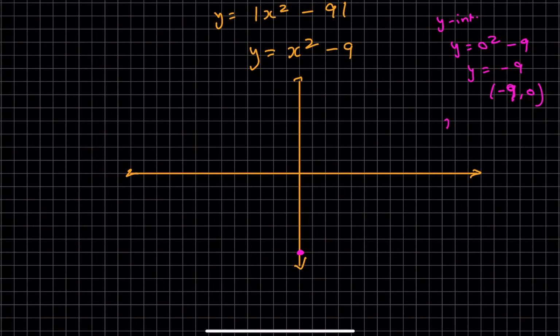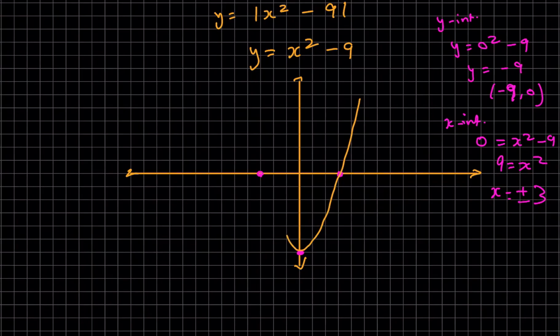Alrighty, finding our x-intercept, we will make our y equals 0. We get 0 equals x squared minus 9. Rearranging, we get 9 equals x squared. Again, taking the square root of both sides, we get x equals plus or minus 3. So your coordinates would be somewhere here. This graph isn't really drawn to scale, but let's just get a rough idea of what our normal quadratic graph would look like. It would look something like this.